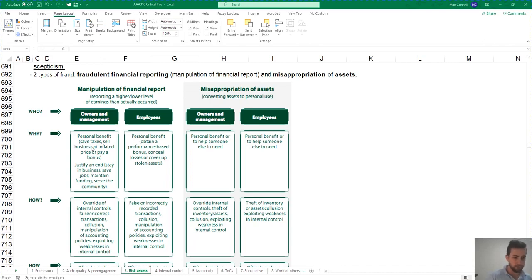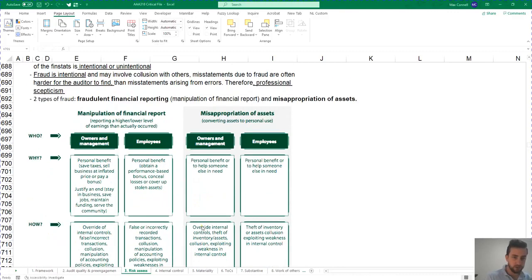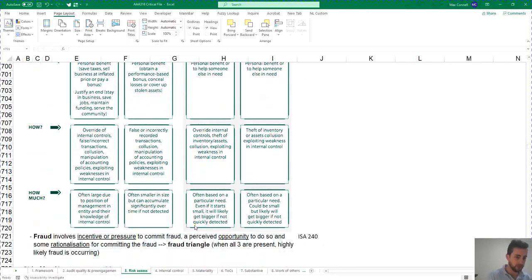How? For owners and management, it might be the override of internal controls, false or incorrect transactions, collusion, manipulation of accounting policy, exploiting weaknesses in internal control. For employees, it might be false or incorrectly recorded transactions, collusion, manipulation of accounting policies, exploiting weakness in internal control. And how much? For owners and management, often a large amount due to the position of management in the entity and their knowledge of internal control. For employees, it's often smaller in size but can accumulate significantly over time if not detected.